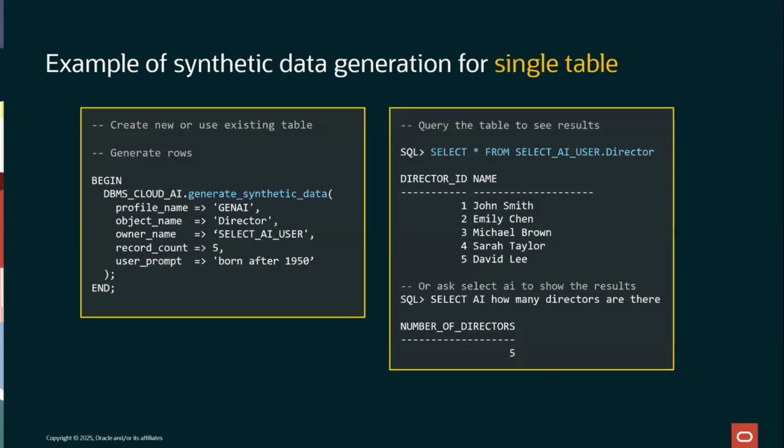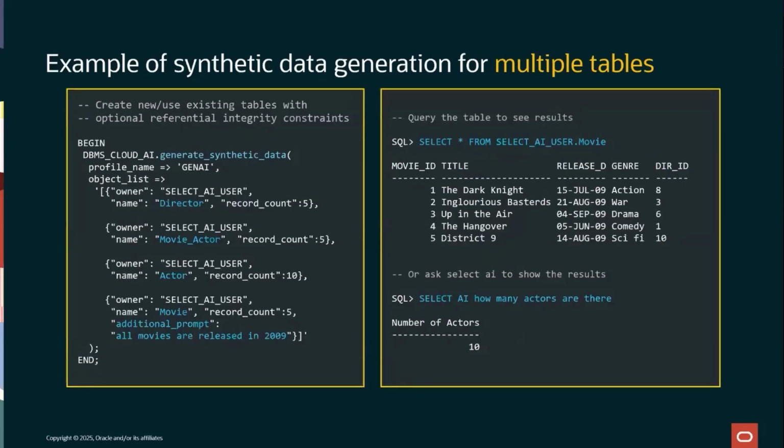So here's a simple example generating synthetic data for a single table. You invoke the generate synthetic data procedure using a new or existing table, possibly with sample rows. Specify the AI profile, the table that you want to populate, and how many records you'd like, and an optional user prompt that can direct the LLM about the type of data you'd like. Now, if the table contains data already, a subset of the table rows will be used as examples to help the LLM generate more relevant content. On the right are rows from our director table that were generated.